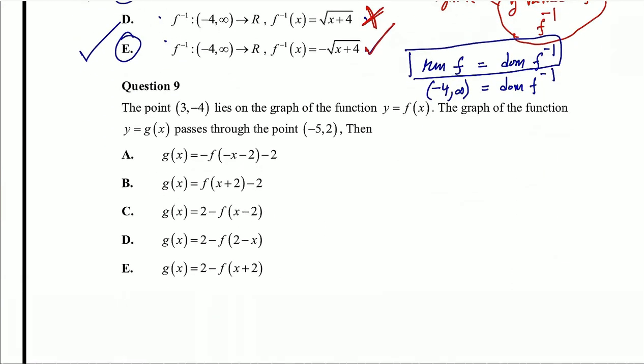What about this question? The point (3, minus 4) lies on the graph of this. That means we can write f(3) is equal to minus 4. Then the graph of the function y = g(x) passes through that. So this is going through that. Then you can say 2 is equal to g(minus 5) also.